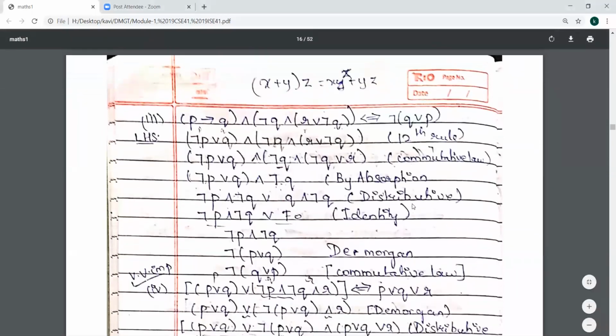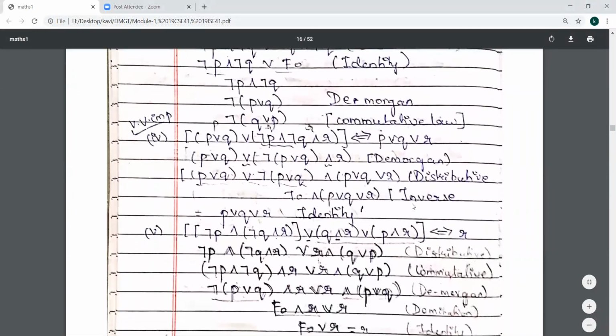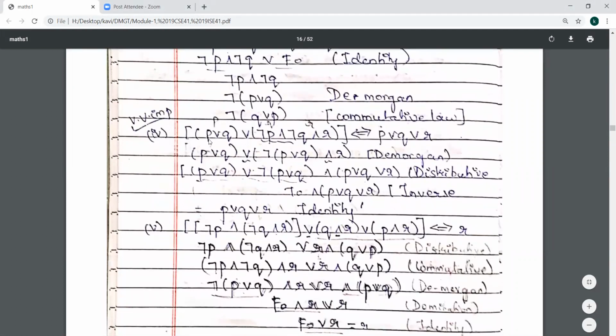Next, one more problem. We can see the next problem. (P or Q) and (negation P and negation Q or R) is logically equivalent to (P or Q) and R. This is an important problem. So first you need to start from the left side, try to bring the right side. So I started from the left side. See this term negation P and negation Q. I am writing it as negation of P or Q using De Morgan's law.